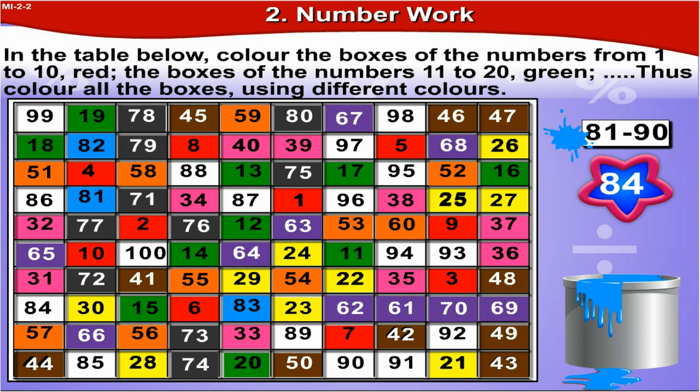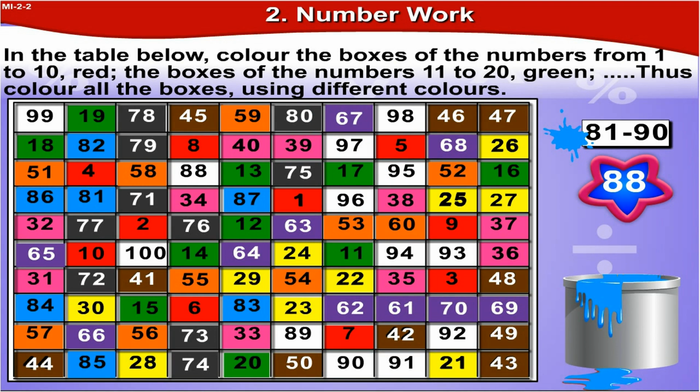Now look for number 84 and color the box containing 84 red. Let's find number 85 and color the box containing number 85 red. Let us add color to the box containing number 86 and the color would be red. Now add color red to the box containing number 87.